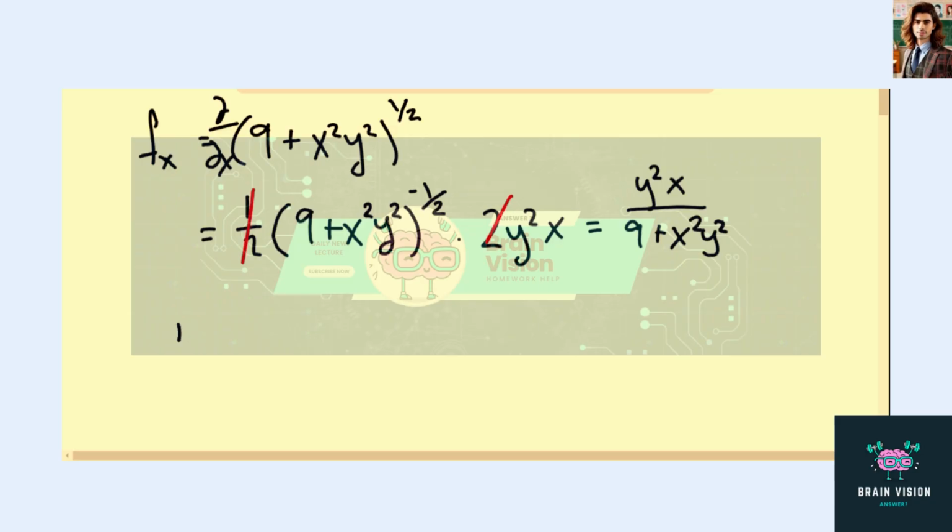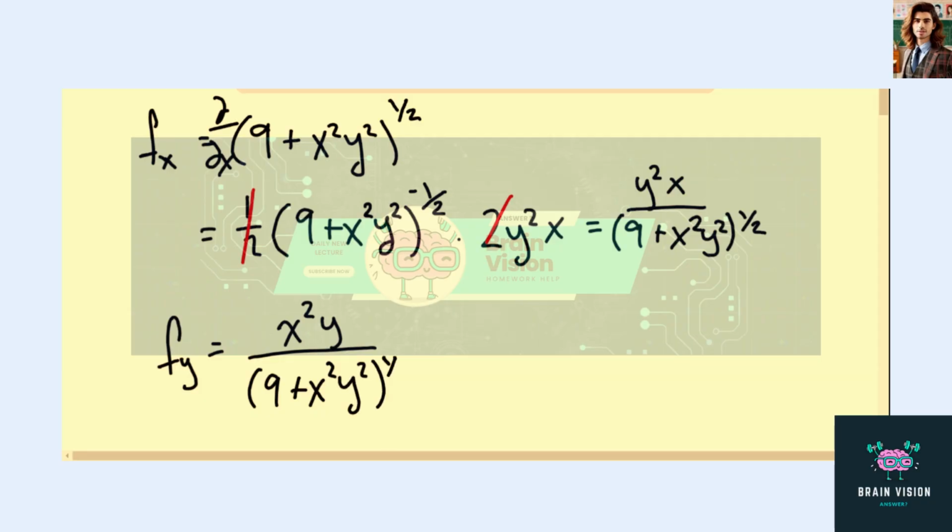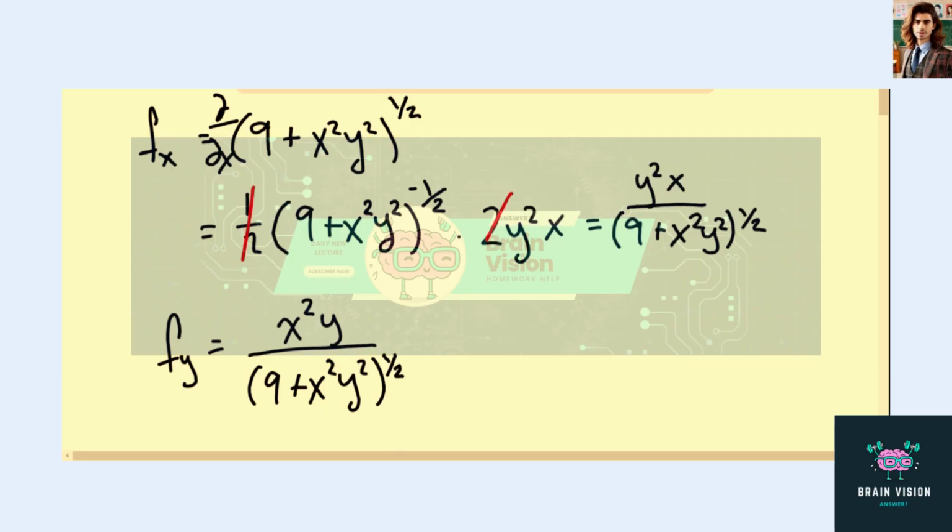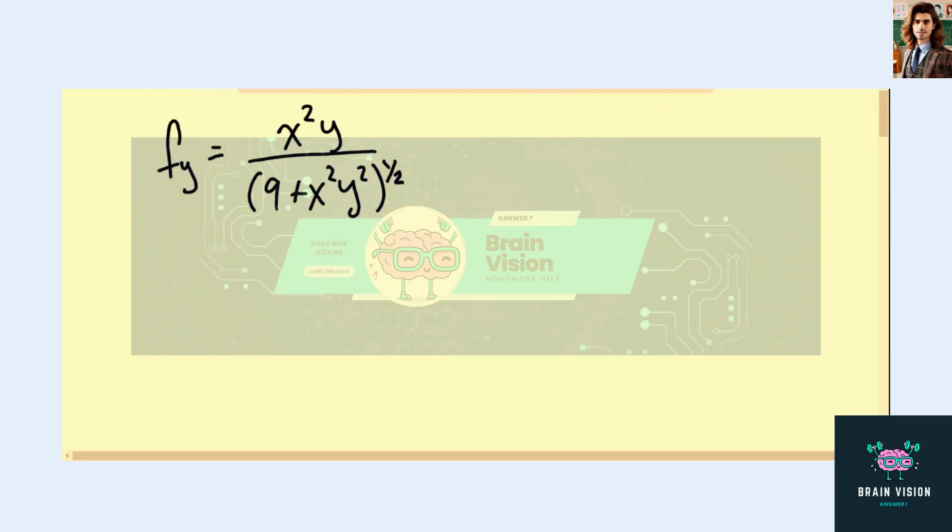It's not that hard to figure out the partial derivative with respect to y, because it's very similar. The only change is on the numerator, so we get x squared times y over (9 plus x squared y squared) to the power of 1/2. Okay, so those are our partial derivatives.